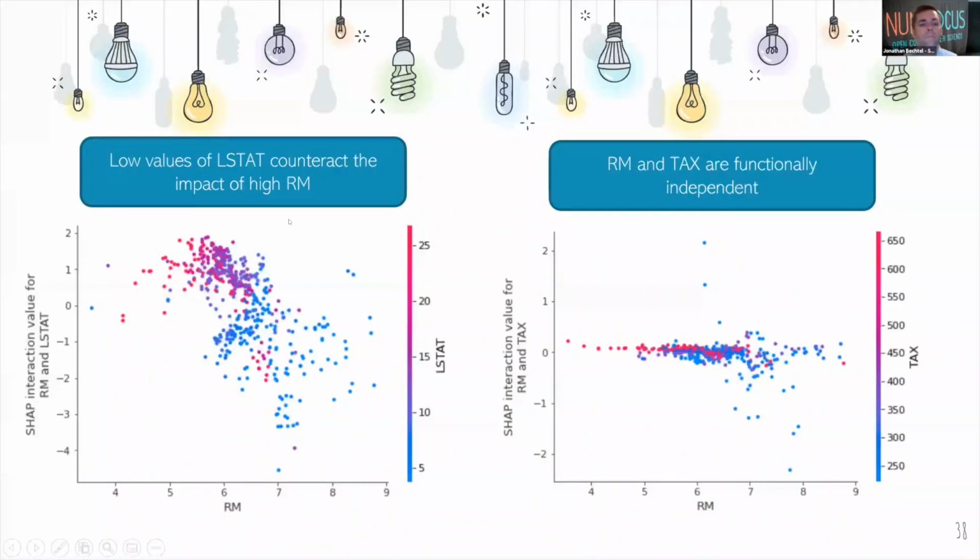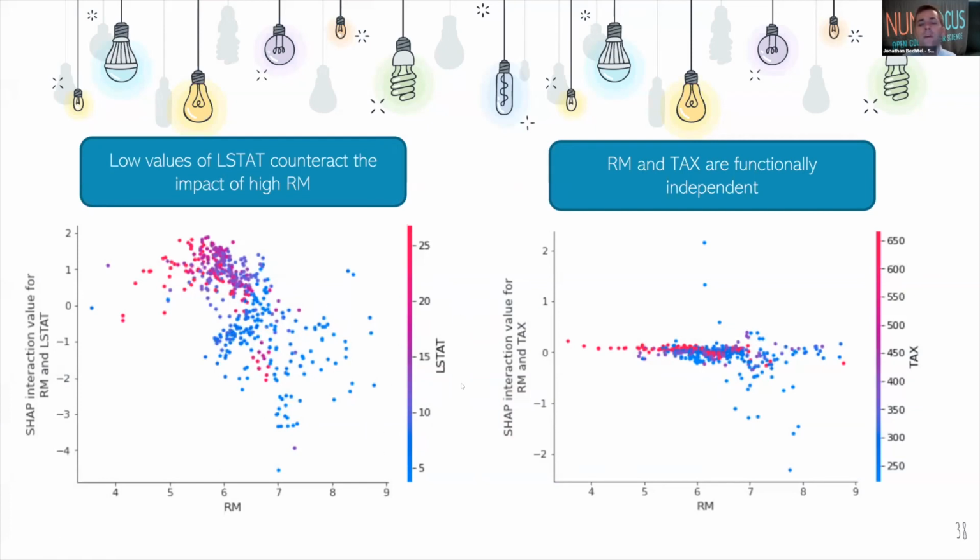Okay. So we looked at the Boston data set, right? If you actually model the interaction between LSTAT and the room columns, what this tells you is that lower values of LSTAT actually remove the impact of room. That means as room gets larger, its contribution gets reduced by lower values of LSTAT, which you can see over here.